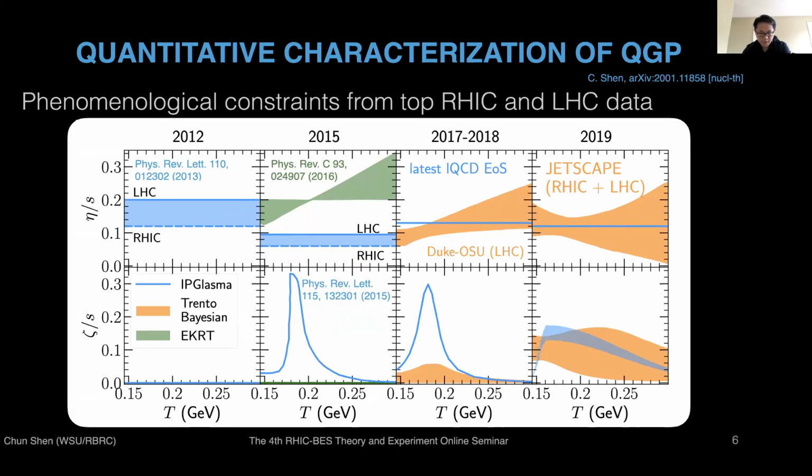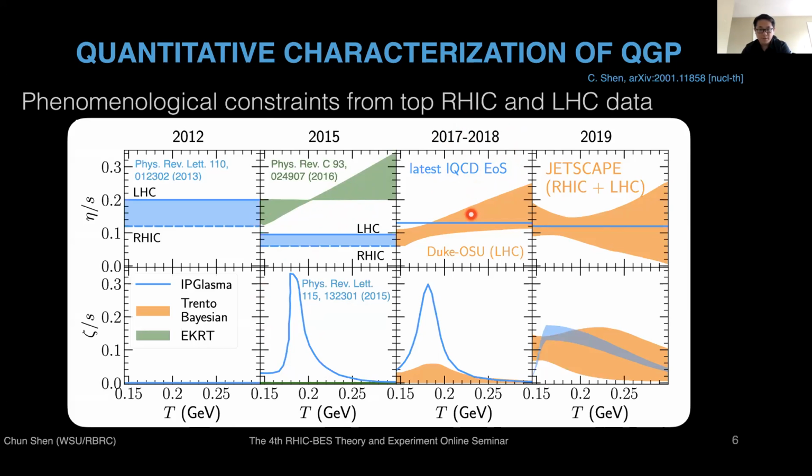study. In the same year, the mini-jet saturation model, the EKRT model, was also proposed, which has similar saturation physics to IP-Glasma. As you can see, without bulk viscosity, you also need a large shear viscosity, around 0.2, to fit the RHIC and LHC data. As we progress to 2017 and 2018, lattice QCD made major progress: the equation of state from the two big collaborations converged with each other, and it is now incorporated in hydrodynamic simulations.